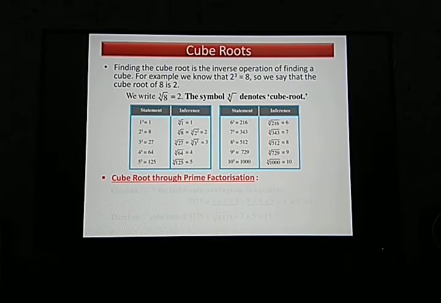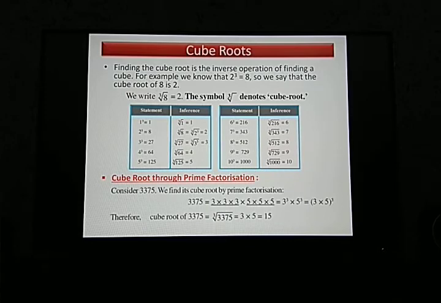So say for example you are given a number 3375. Now if you are asked to find out the cube root using the prime factorization method, then it's very simple. What we need to do is we have to first of all find out the prime factors. Then we have to arrange them in triples in this way. 3 is arranged as triples, 5 is arranged as triples. Now this whole triple can be collectively said as 1 unit.